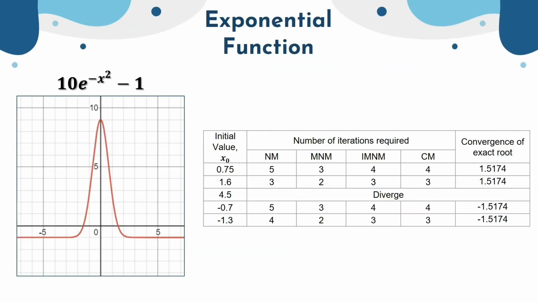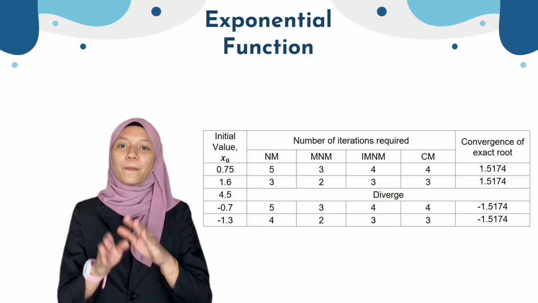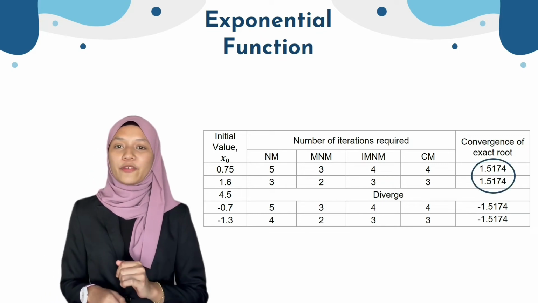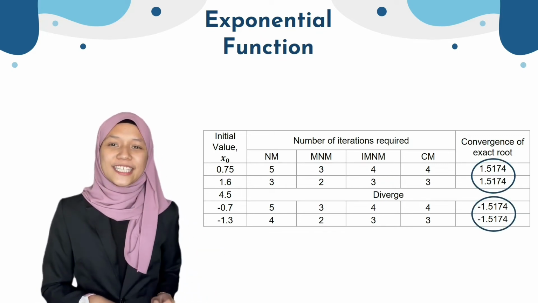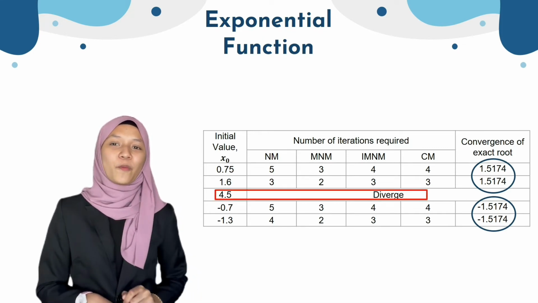Firstly, the exponential function. We use 5 initial values as x0 for the function as shown. By analyzing the table, we can see that a positive initial value leads to a positive root while a negative initial value leads to a negative root. But we can see that all the methods used diverged for 4.5.